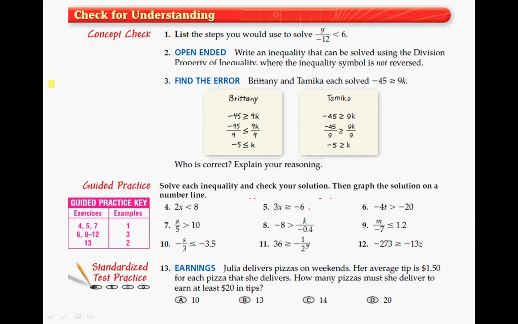All right, here are your practice problems. Make sure you use the guided practice. If you're stuck on exercises 4, 5, and 7, then go back to example 1. If you need help with 6 and 8 through 12, then look at example 3. And if you need help with exercise 13, look at example 2. And then continue this video to see the answers.